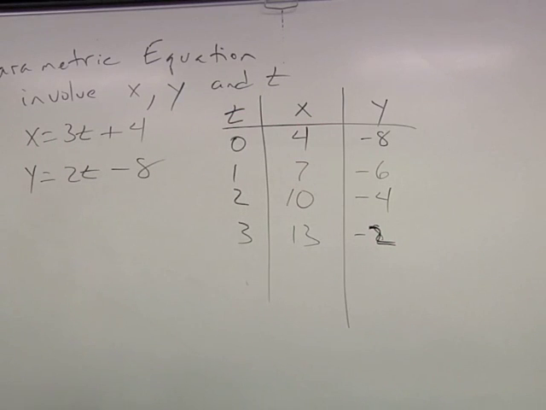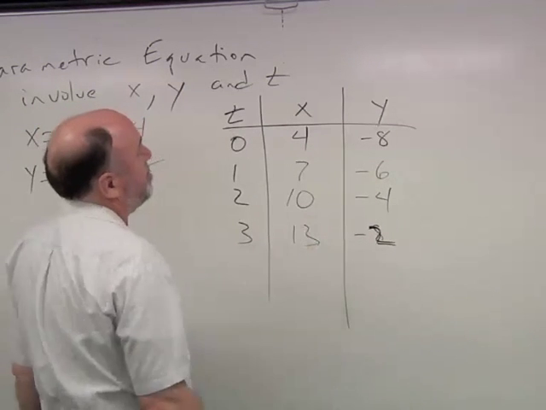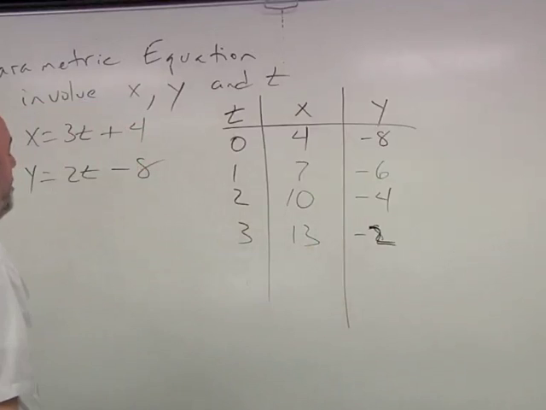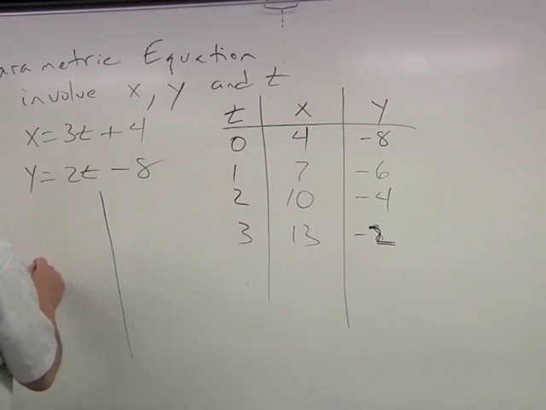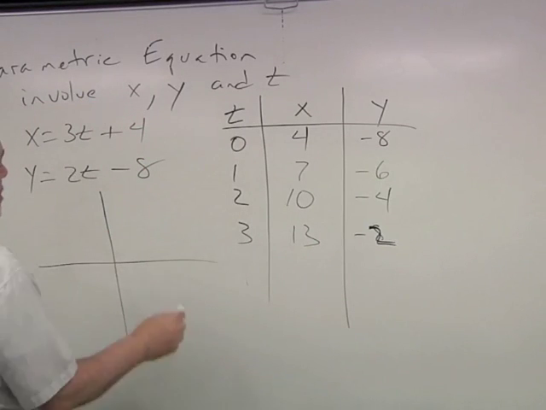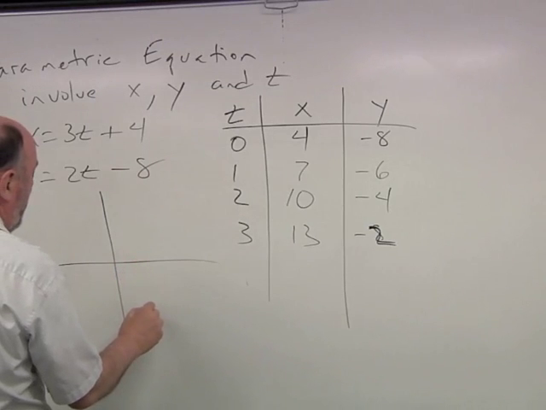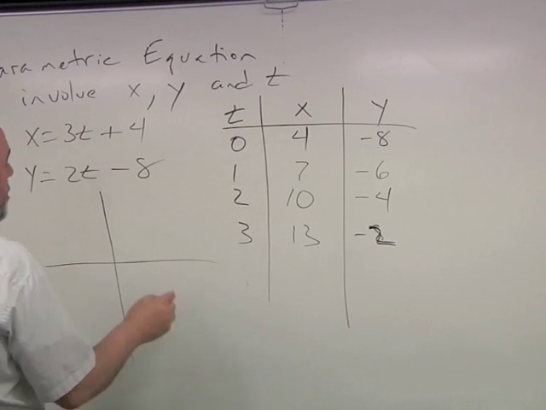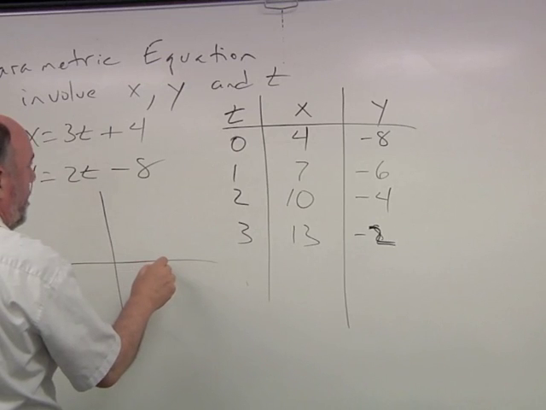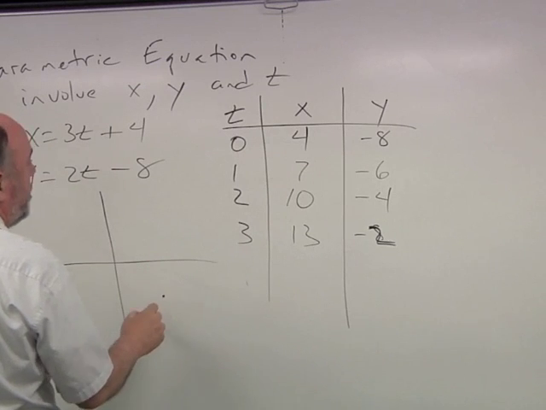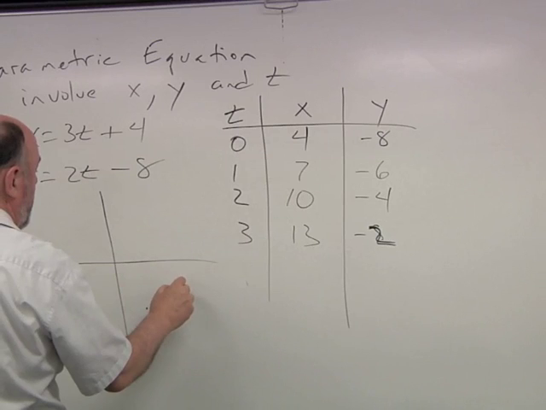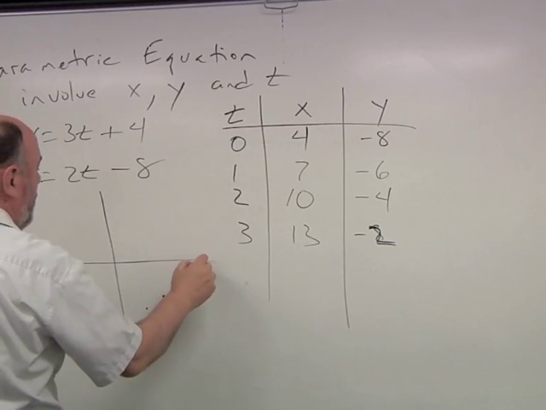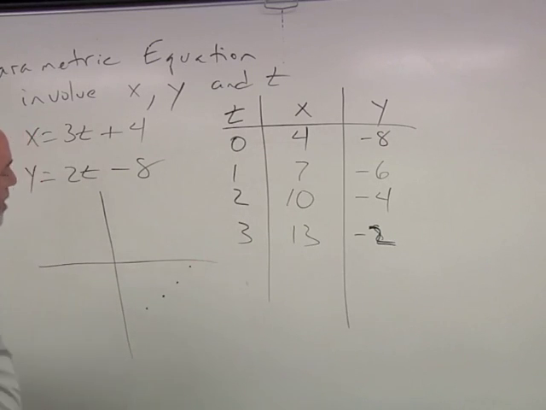Now we can actually graph what's going on here. When we graph it, we are only concerned with the x and y part of this. So we could do a quick graph. Let's say over 4, down 8, over 7, down 6, over 10, down 4, and then over 13, down 2. We could then connect our dots, and we have what's going on with our parametric.